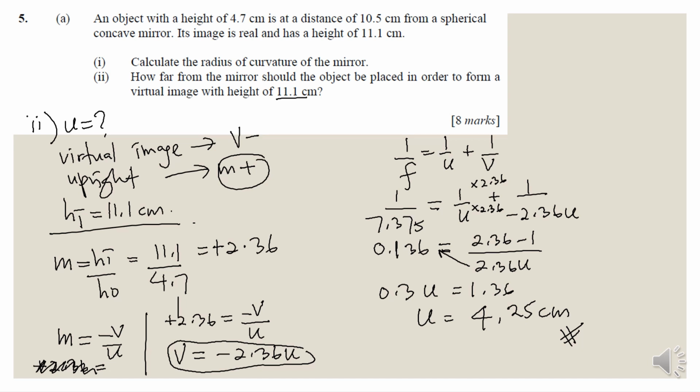Okay, so markah dia 4 markah. So yang pertama, konsep dekat M positif ni tadi. Yang kedua, kat sini, gantian sini, betul. Kemudian gantian dekat F, betul. Dan last sekali adalah jawapan yang betul. So 4 marks. Total is adalah 8 marks untuk 5A.